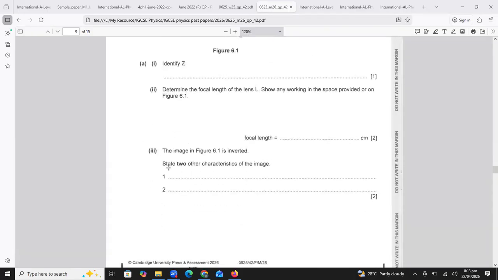Now, in the third part, they are saying the image in figure 6.1 is inverted image. State two other characteristics of the image. So they have already mentioned inverted image. So if you write the inverted again, the examiner will not give you marks. And remember, beta, inverted images are always real images. Upright images are always virtual images.